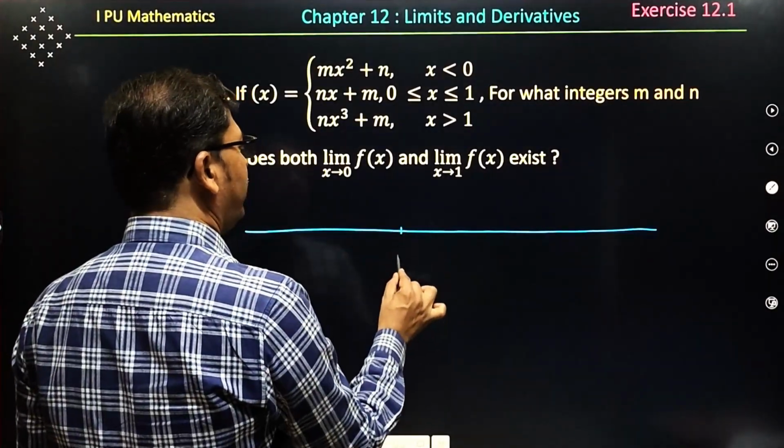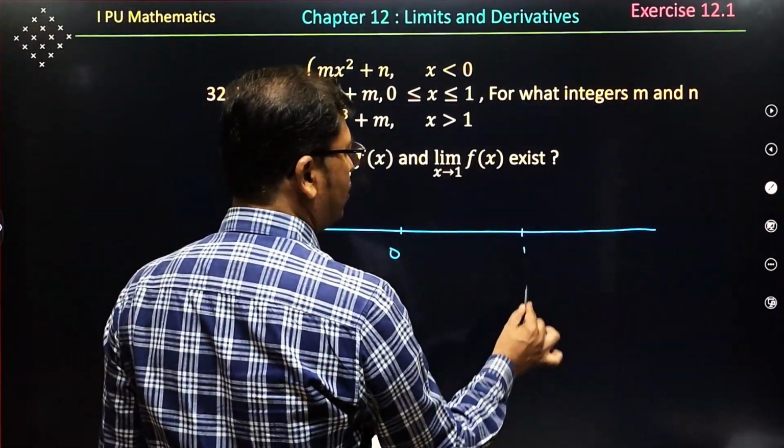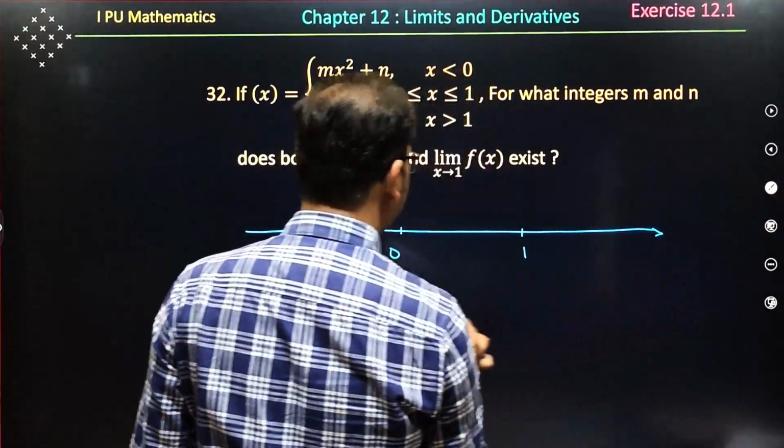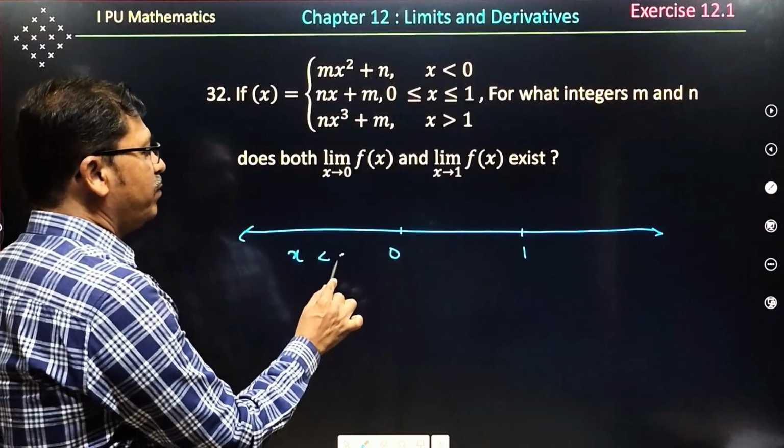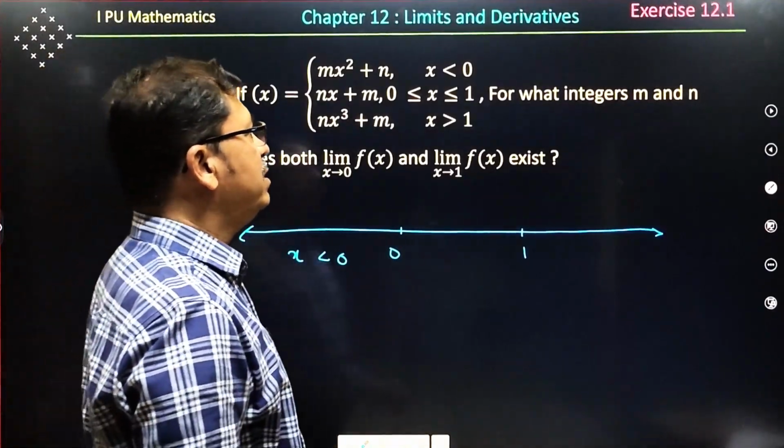Take 0 point here, 1 you take here, 0 1. This is less than 0, x less than 0. This is x greater than 0.